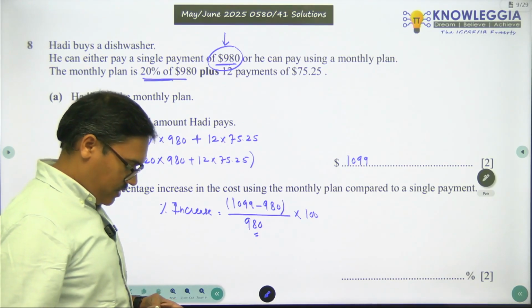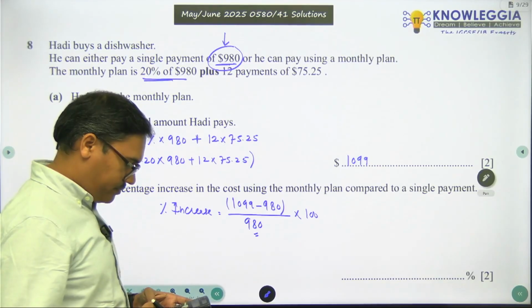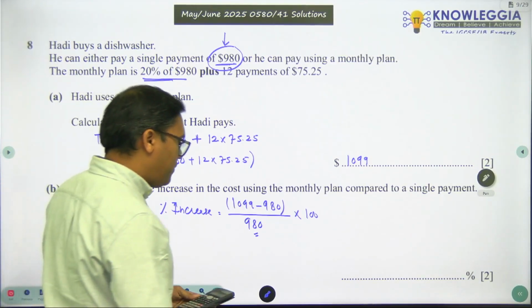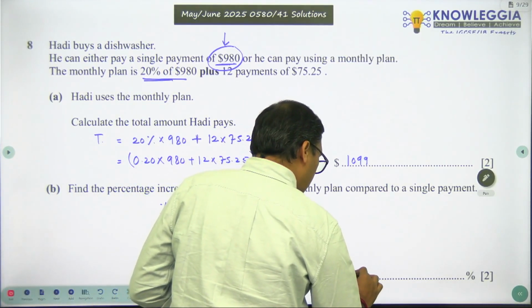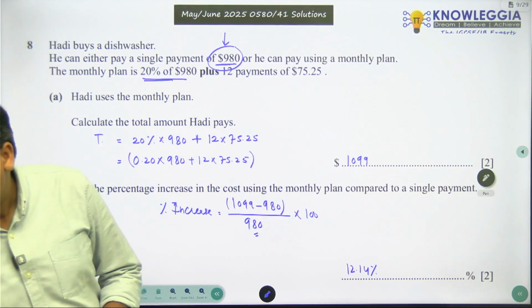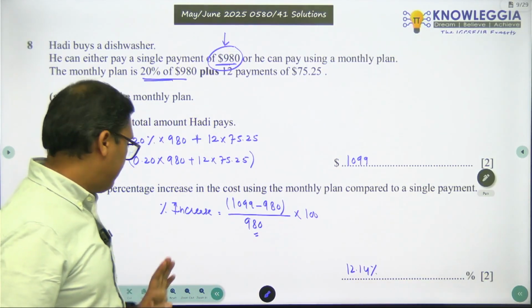So you can see this is 1099 minus 980, divided by 980 and multiplied with 100. So this is 12.14. That is, 12.14 percent is the answer. 12.14 is the answer for this question. Okay, I hope this is clear.